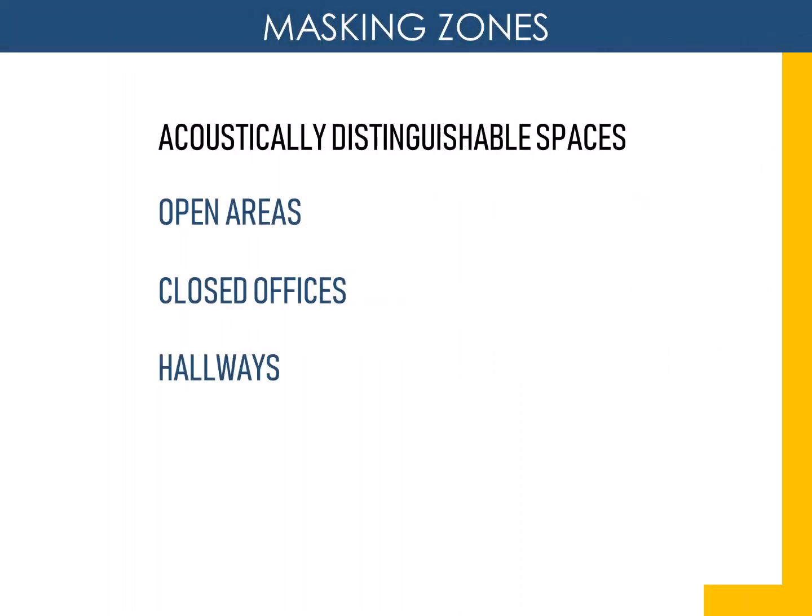Zones are created based on the type of space you are tuning. We call them acoustically distinguishable spaces. Open areas, closed offices, hallways are all acoustically distinguishable. Looking at it this way, you can see why you create zones populated with channels that cover like spaces. I'm sure it makes perfect sense that you don't create zones with speakers installed in different types of spaces.